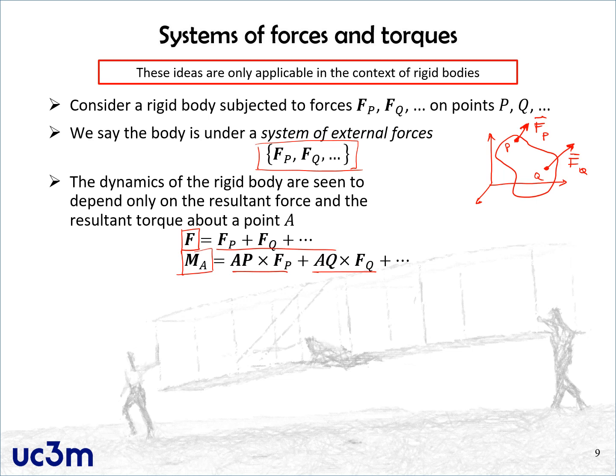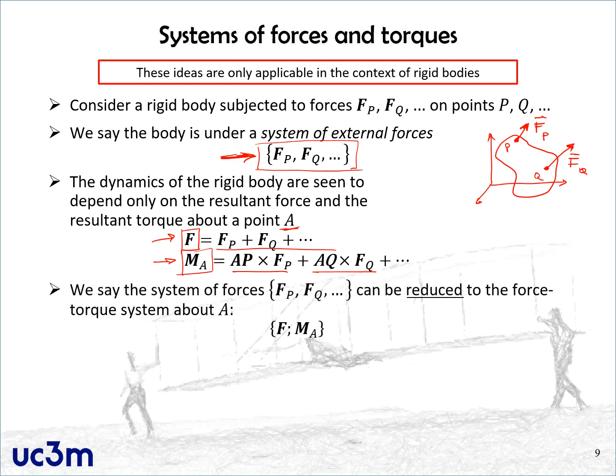All right. We can select the point that we want. It doesn't matter. It will not change the dynamics. Of course, it will just change our equations, but the result will be the same. So how can we reflect this fact? The fact that the dynamics of the rigid body do not depend on the details of each of the individual forces. It only depends on F and MA. Well, we say that this system of forces is equivalent to this other system of forces, right? Where we just have the force F and the torque MA applied about point A.